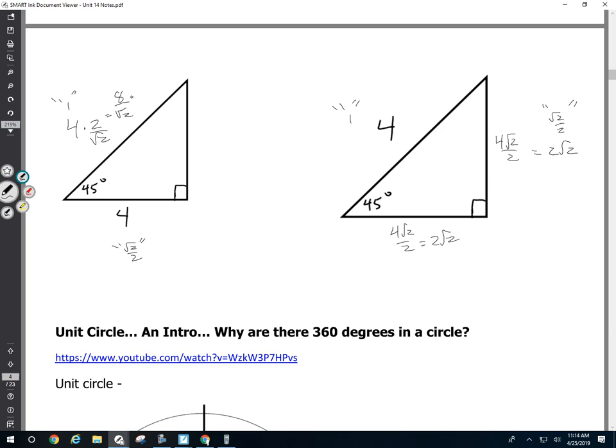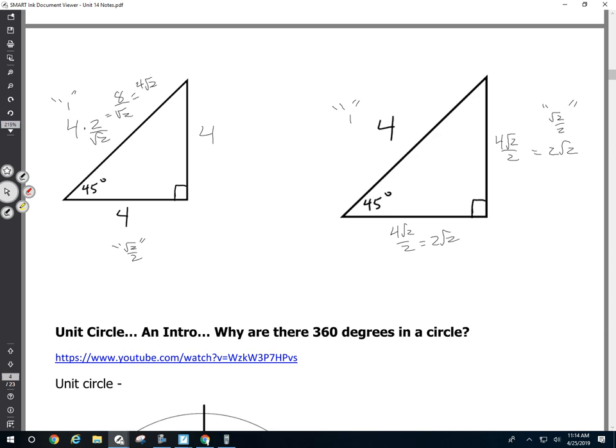And your calculator does rationalize for you, but you can multiply the top and the bottom by root 2. That's 8 root 2 over 2, which is 4 root 2. I'm fine if you leave it as 8 over root 2. Okay? All right, well, cool. We have those triangles down.